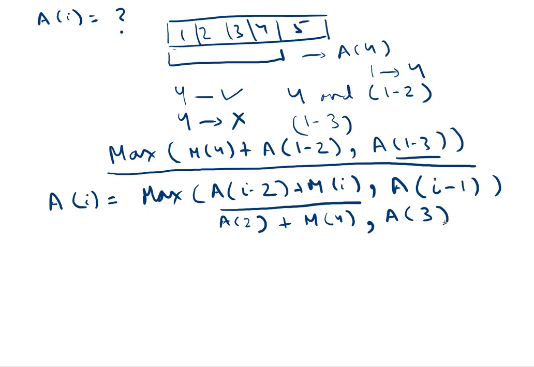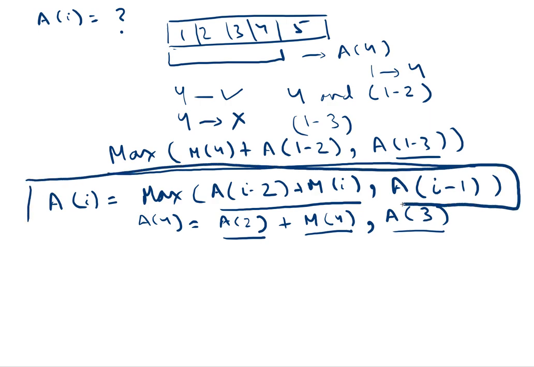So now if you look at this carefully, in order to find the solution for a4, you are relying on solutions of subproblems which you already have found the solution for. So for a4, you are relying on m4 which is directly available to you, and then you are relying on solutions for a2 and a3 which are the subproblems which you have already found out a solution. So now this is the formal definition for ai.